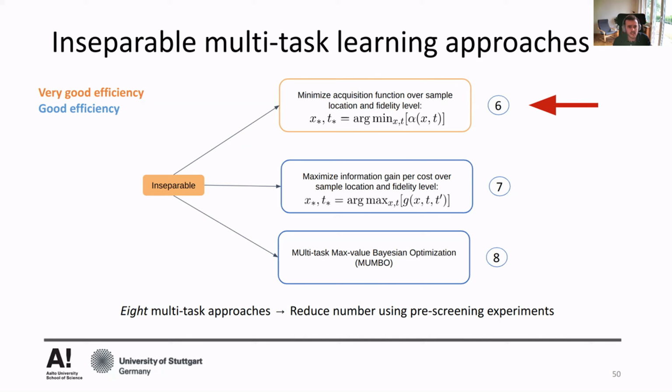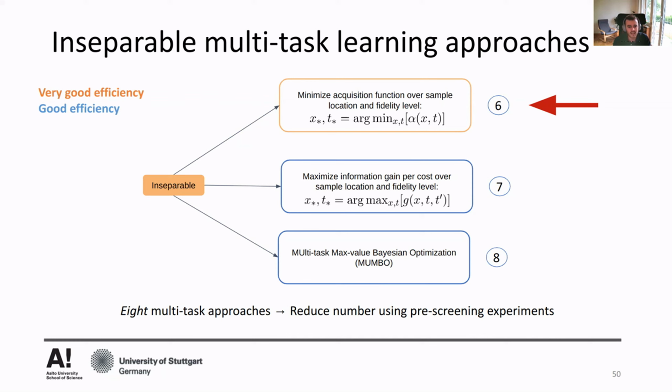Then briefly mentioning maybe approaches 7 and 8. The 7th approach here is maximizing the information gain per cost, but I'm keeping X as another free parameter. But this is not the whole story, and it also didn't work that well, so I'm not going to speak more about this. And approach number 8 is an extension of the max value entropy search acquisition function to the multitask scenario. It was in particular designed for this multi-fidelity scenario, and this is also something I was curious about and wanted to test.